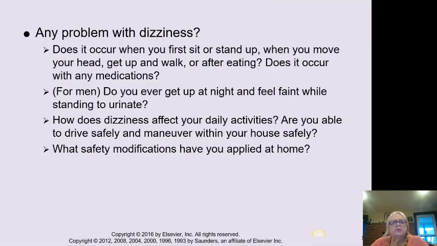Aging adults, problems with dizziness, that's a really big thing, or clumsiness, having difficulty walking. How about if they ever get up at night and feel faint while they're standing to urinate? How does dizziness affect your daily activities? Are you able to drive safely and maneuver within your house safely? And that's going to be pretty subjective. What do you think they mean by safely, and what do you mean by safely? They might mean two different things.